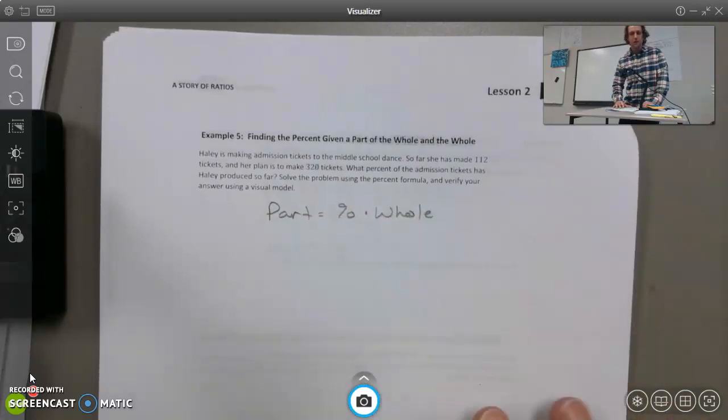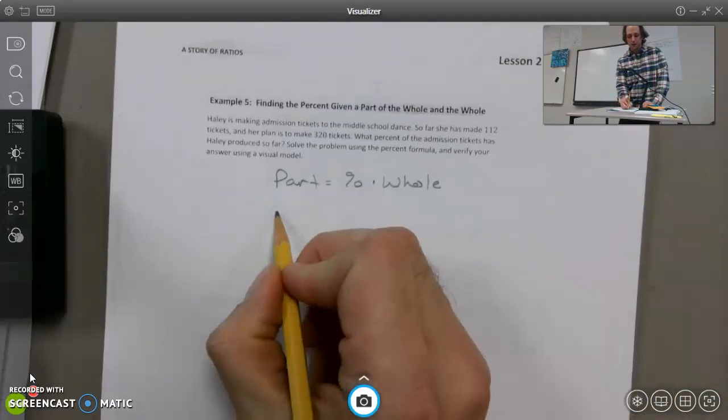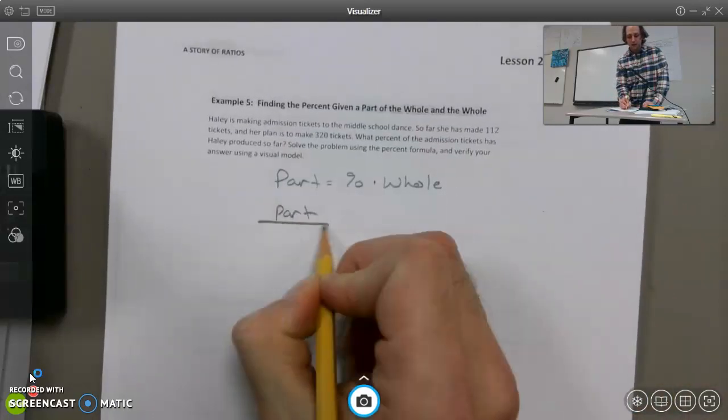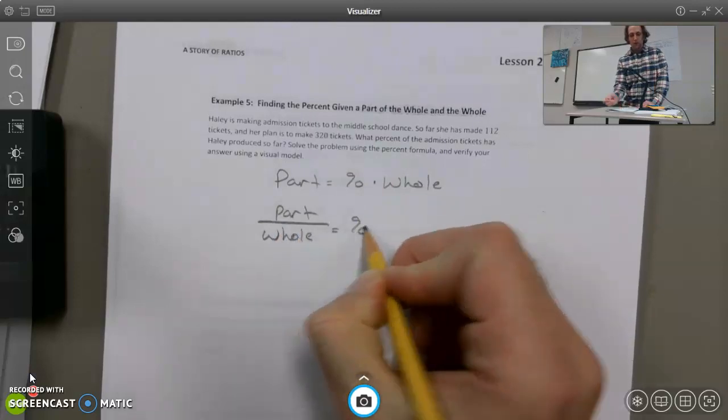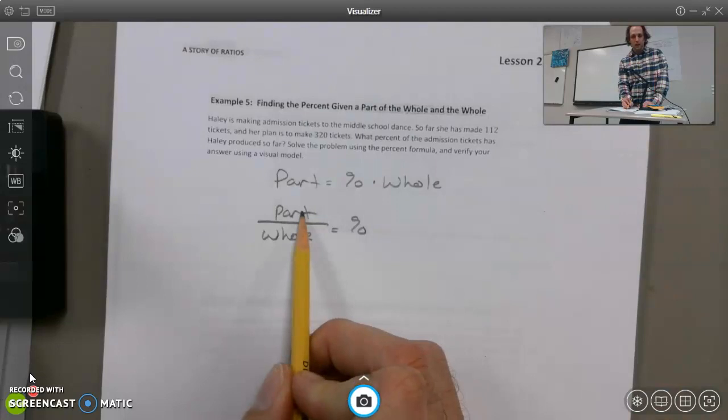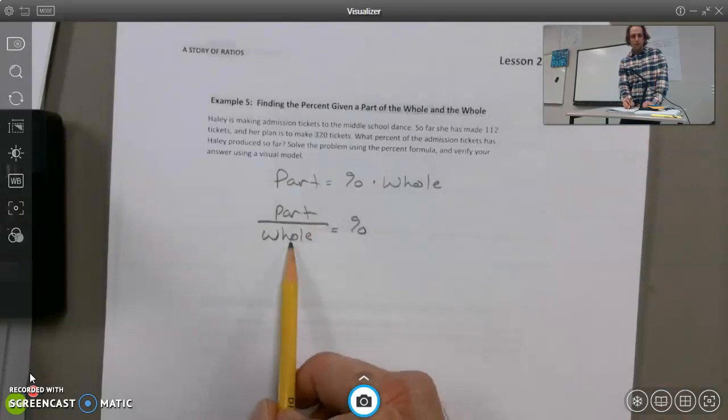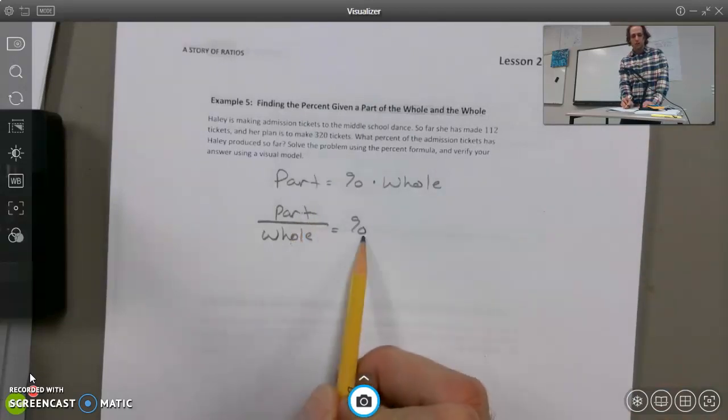But when it comes to finding the percent, we all know that that is part over whole. Like if you were looking at your grade or something, you put the number you got right out of the possible number of questions, right? Part over whole, and that's how you get your percent.